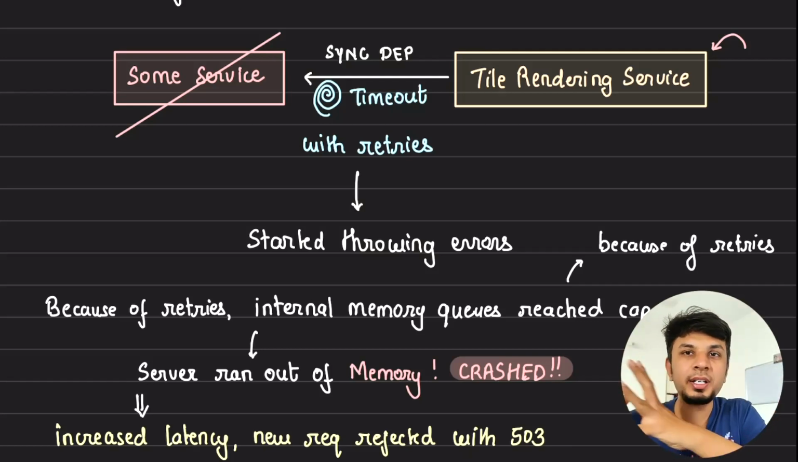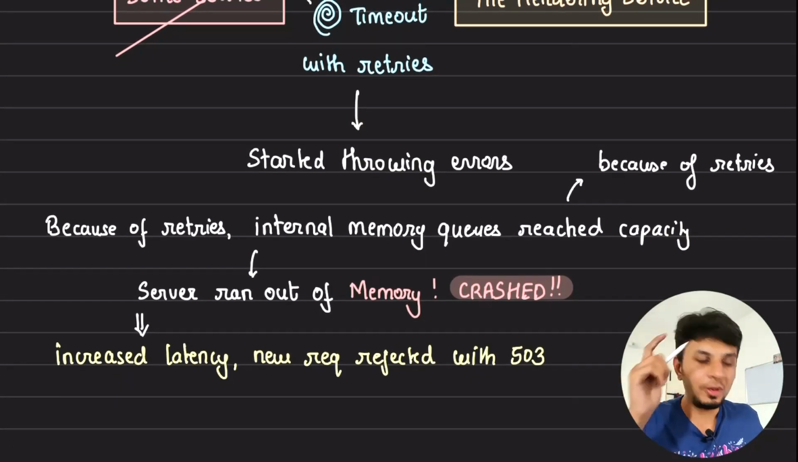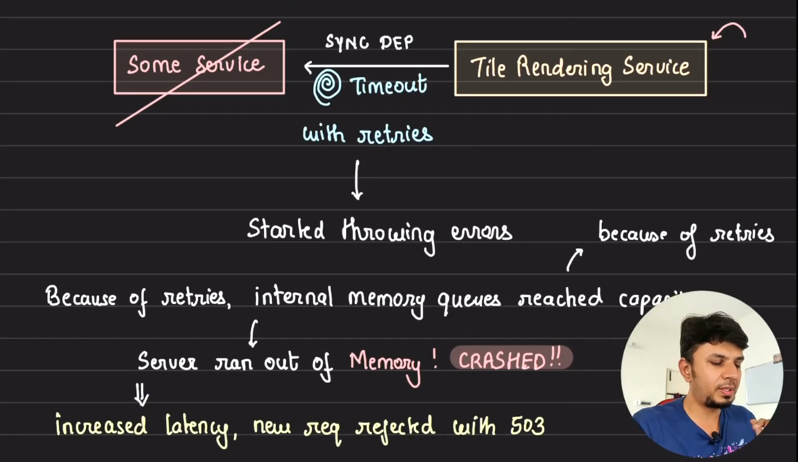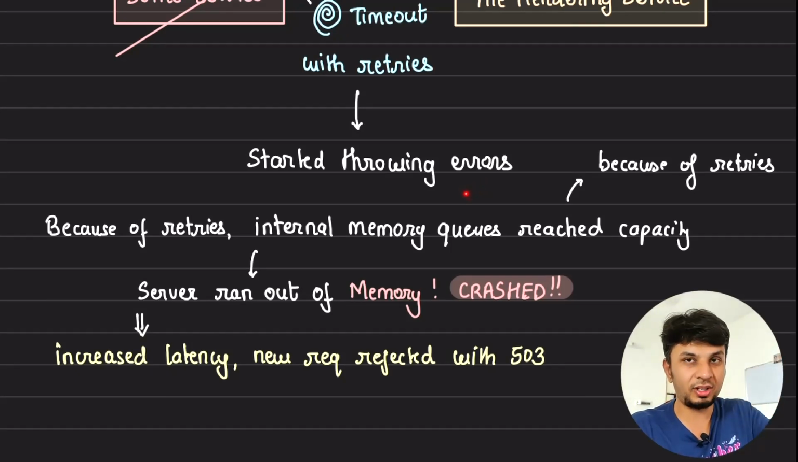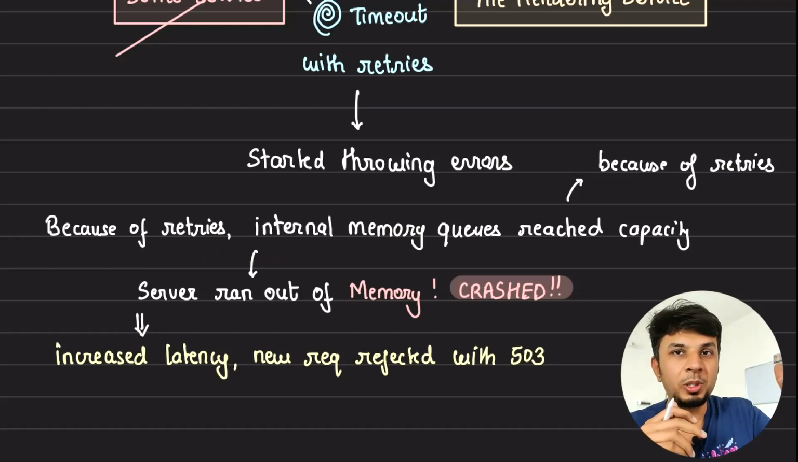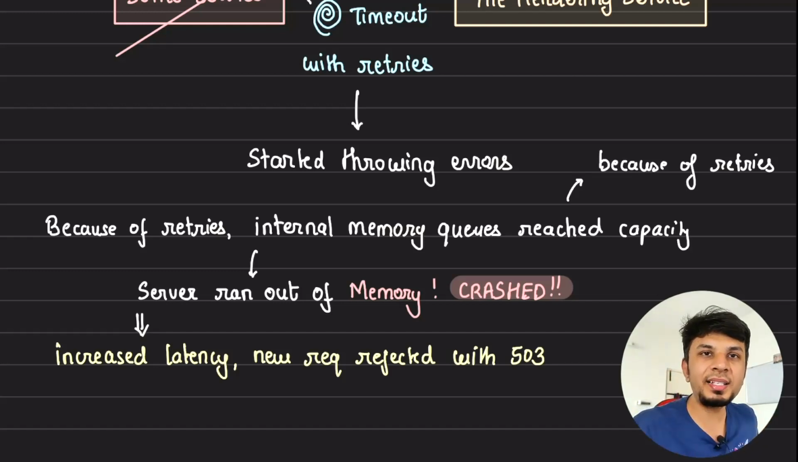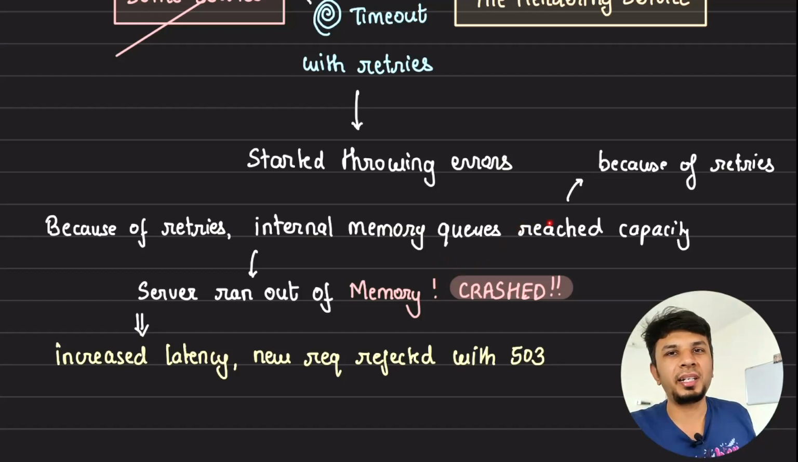It is all a cumulative thing that happens because of the timeouts and the retries that you have placed to make your system robust. So now your tile rendering service started throwing timeouts, and because of retries, it started throwing errors after it exhausted all the retries. And why did the errors happen? Obviously it was not able to get a response, but with those retries in place, the internal memory queues of the tile rendering service reached capacity.